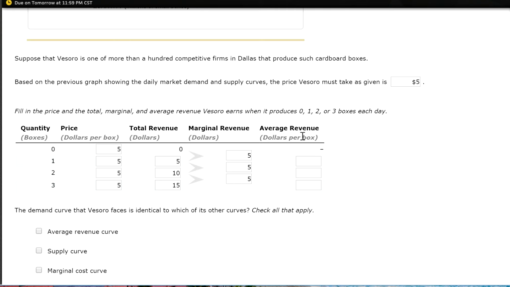And then last column, we're asking for our average revenue. So for average revenue, we're going to take our total revenue divided by our quantity. So first one, I'm going to take our 5 divided by 1 over here. So 5 over 1, that's 5. Second one, 10 over 2, that'll be 5. Third one, 15 over 3, that's also 5. So for perfect competition, your price equals marginal revenue equals average revenue. They're all the same.